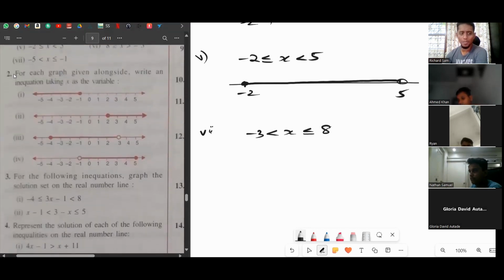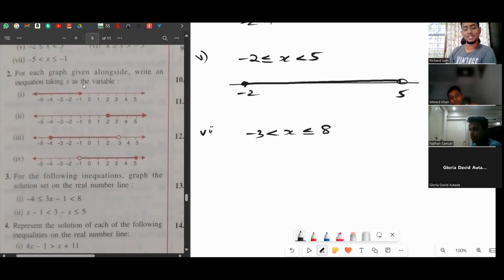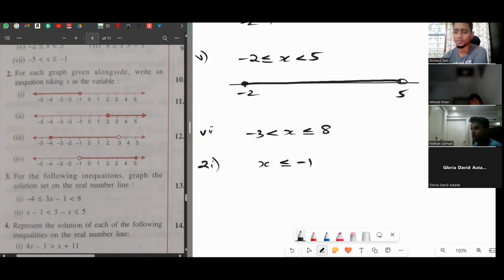Go to the second question here. For each graph given alongside, write an inequation taking x as the variable. So you're just doing the reverse. They've given the graph, you have to write the inequation. Tell me what's the first one. Okay, x is less than or equal to -1. From -1 it is going to the left, so less than or equal to because there's a black dot. Next one.